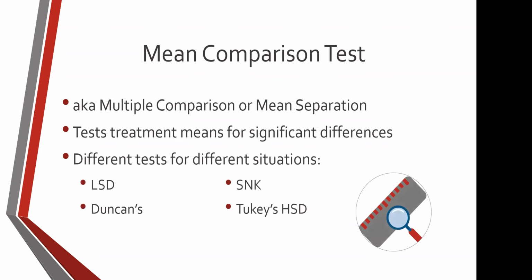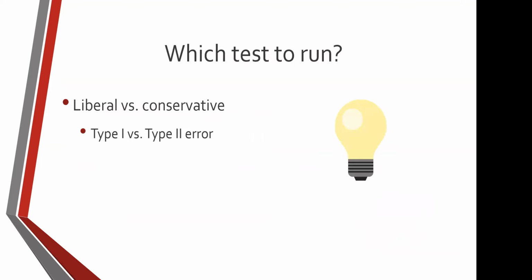ARM has a variety of mean comparison tests to choose from for different situations and different research types. These four are the most common ones: the LSD, Duncan's, the Student-Newman-Keuls, and Tukey's HSD. A common question is, which one do I choose? It's not a political discussion, but tests can be classified by how liberal or conservative they are, meaning if they are more likely to report a false positive, which is your type 1 error, or a false negative, type 2 error.